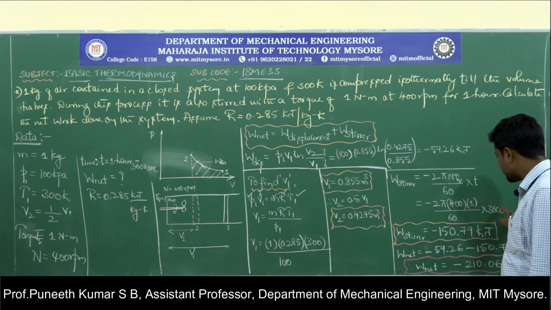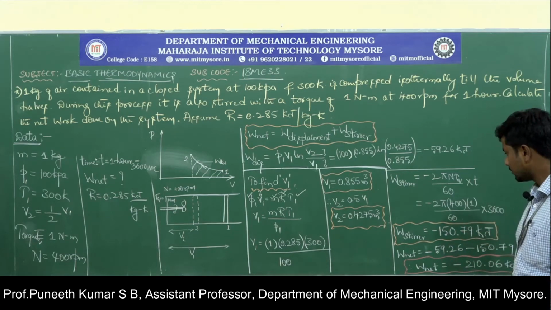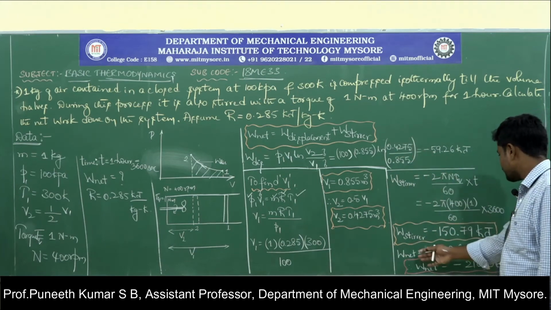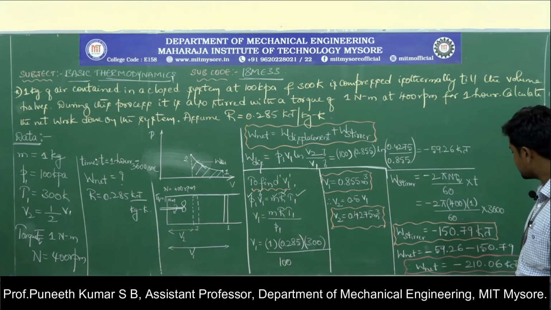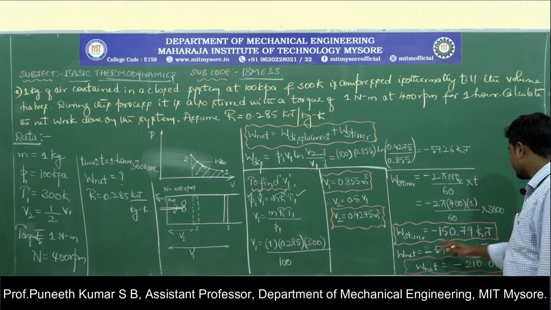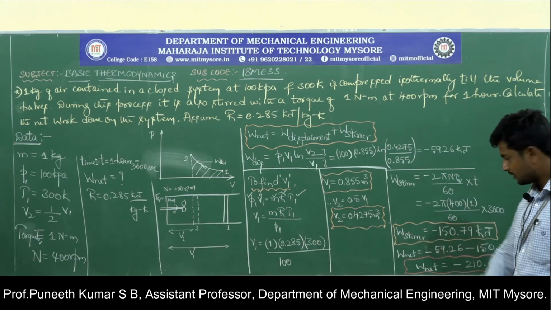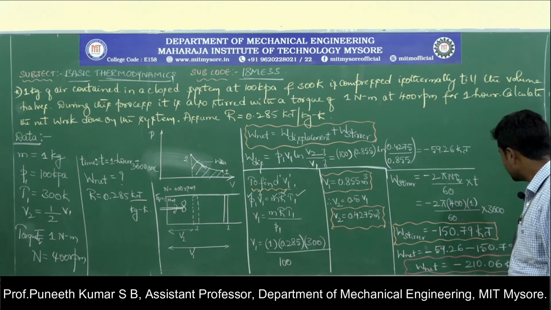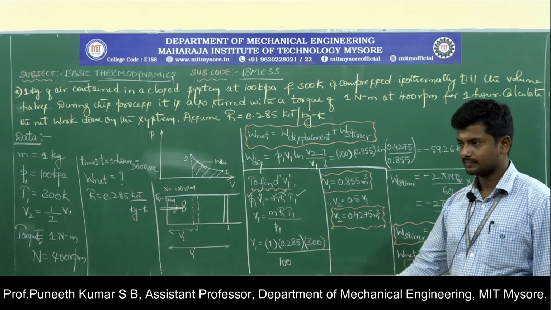After solving this, we have got the stirring work as minus 150.79 kilojoule. We already have the W net formula, so adding both displacement work plus stirring work, the negative signs get summed up, and finally the W net we are getting is minus 210.06 kilojoules.